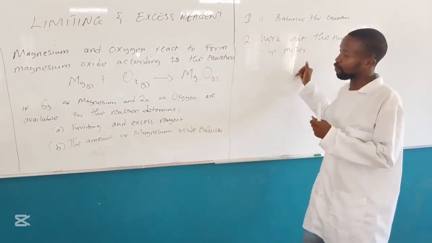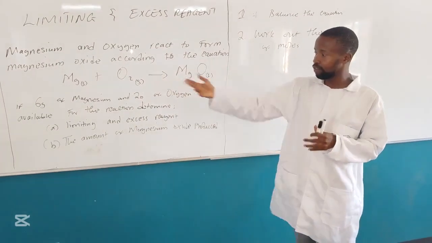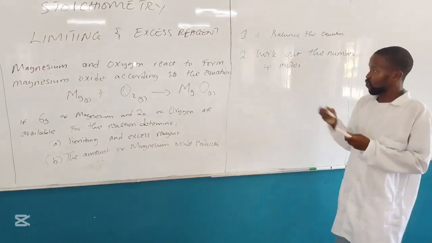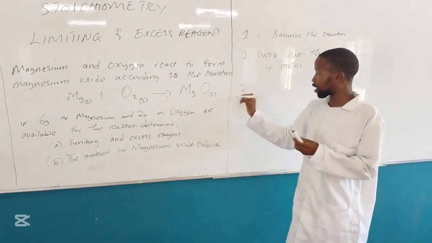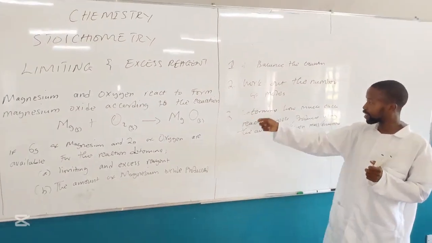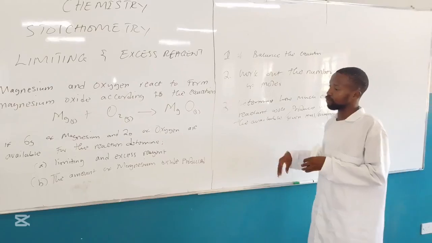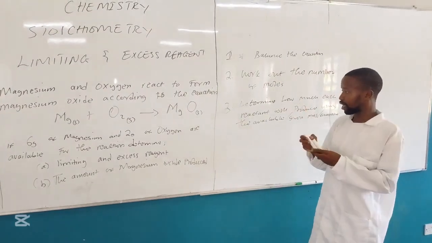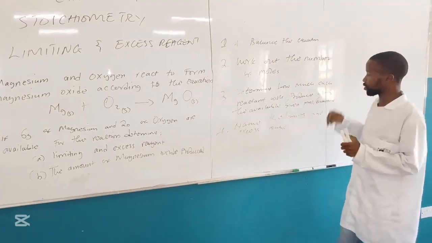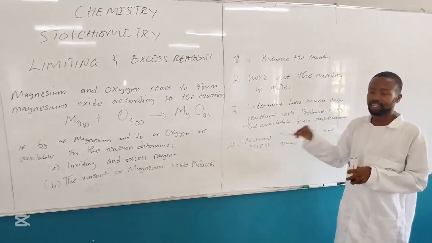So we'll work out the number of moles using the quantities given in our question. If you are given the masses, you convert those masses into number of moles. Third, after you've worked out the number of moles of each reactant, the next thing is to determine how much each reactant will produce using the given masses. After that, you have to name the limiting as well as the excess reagent.